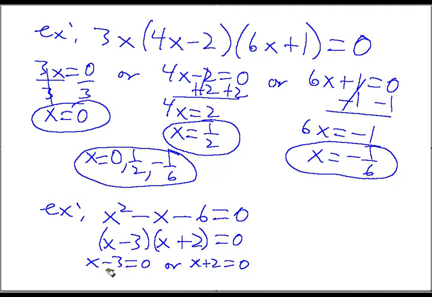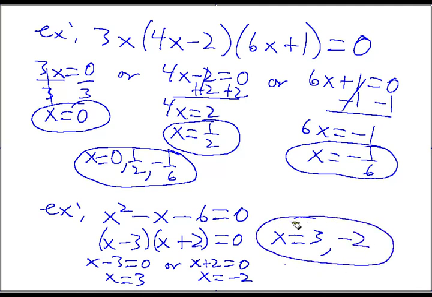We'll solve each one. So just add 3 to both sides. X is equal to what? 3. Subtract 2 from both sides. X is equal to what? Negative 2. All right, can we see that? So the solutions to this equation are positive 3 and what? Negative 2. That's our solution here.